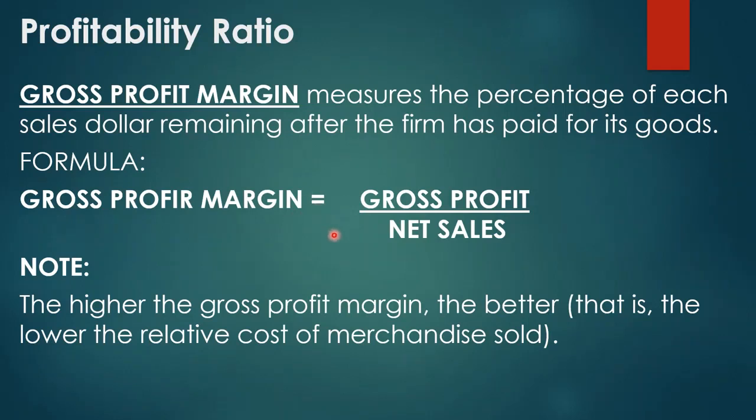Kapag mas mataas yung gross profit margin, ibig sabihin, mas mababa lang yung binayaran mo for the cost of goods sold. Kapag gano'n nangyari, ibig sabihin, mas mataas yung gross profit mo. Nakalagay nga dito the higher the gross profit margin, the better. Bakit? That is, the lower the relative cost of merchandise sold. Ibig sabihin, mas marami pang natira para sa distribution of income sa company. Dahil, mas mataas yung gross profit mo or yung gross profit margin mo. Kapag mas mataas, tandaan yan, mas maganda.